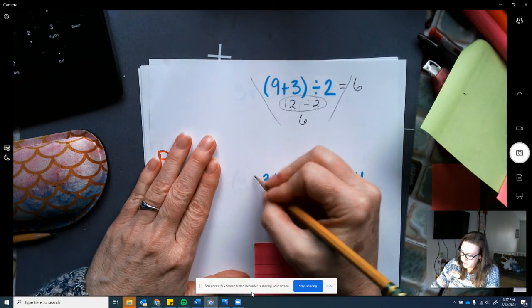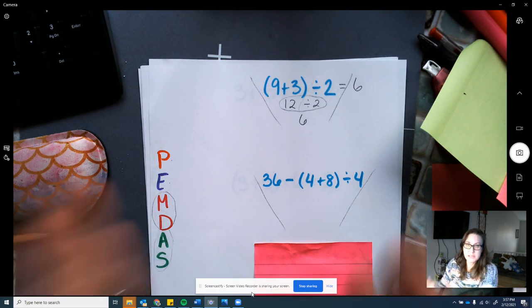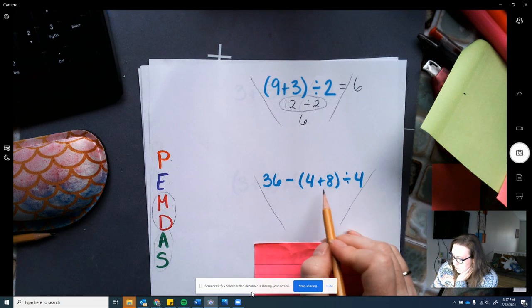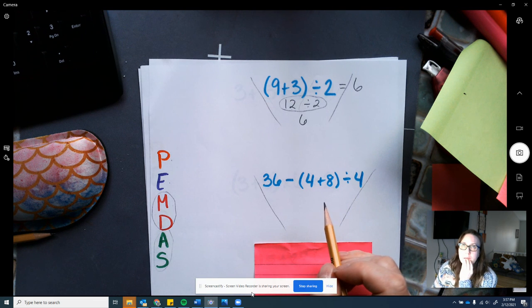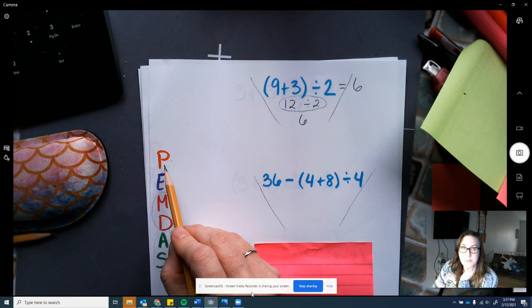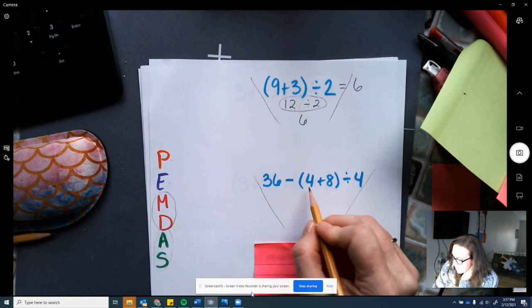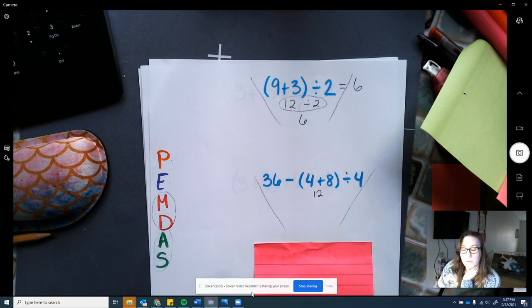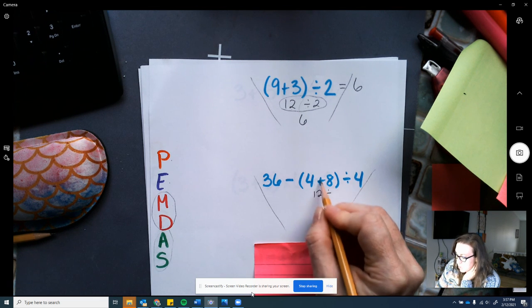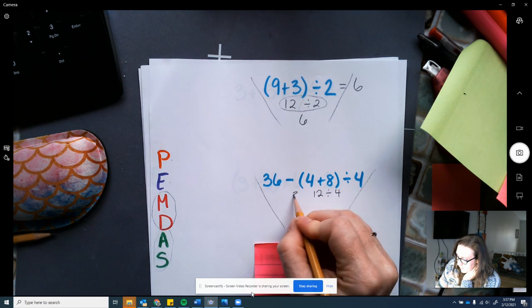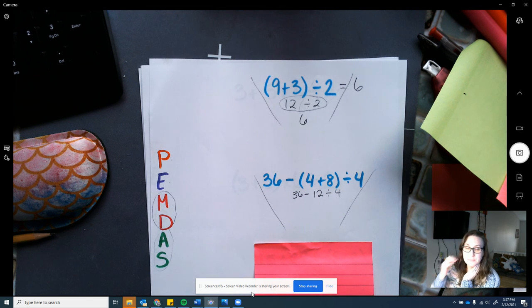I'm going to make my upside down triangle because it should just get smaller and narrower and narrower as we go on. 36 minus 4 plus 8 divided by 4. All right, so we have to look here first. Do we have any parentheses? Yes, we do. So I'm going to solve the parentheses first. 4 plus 8 is 12. Now I'm going to rewrite the rest of the equation exactly the way it's written. But I'm going to keep the 12 in the middle because that's where it existed. I'm going to bring my 4 next to it and my 36 in front of it.